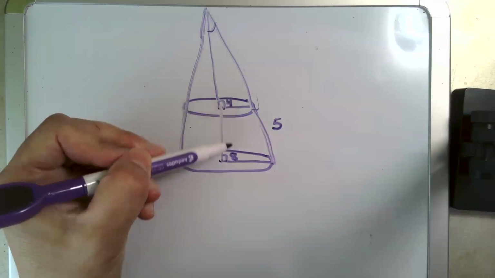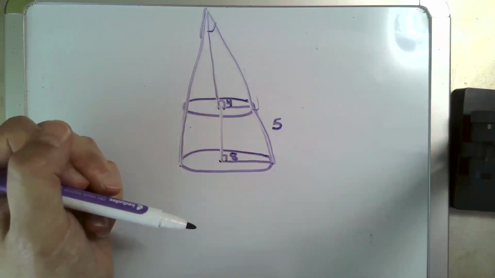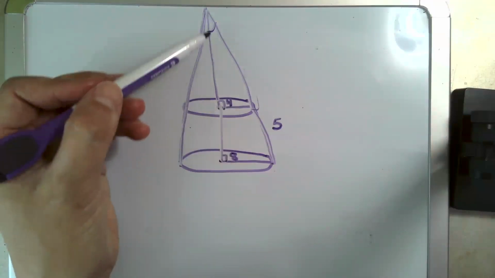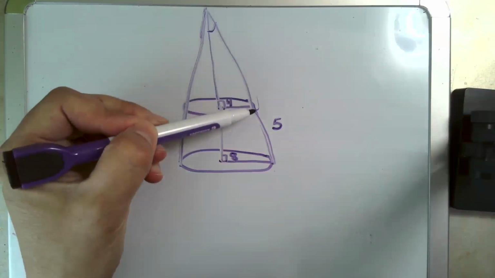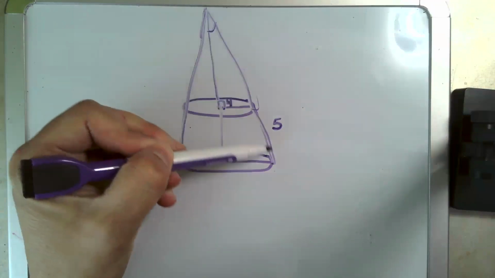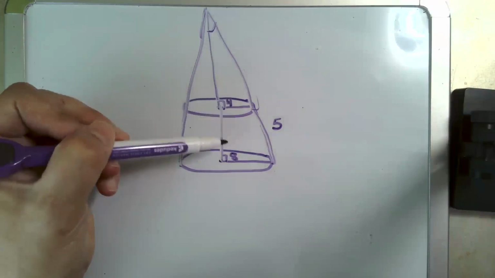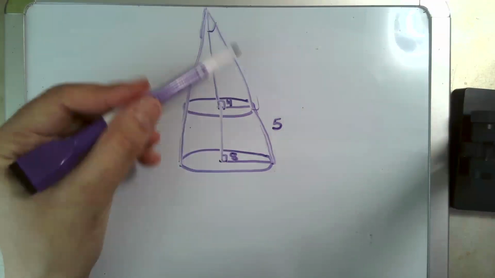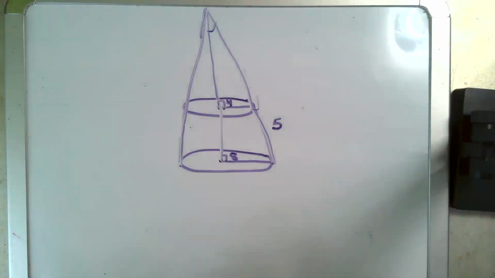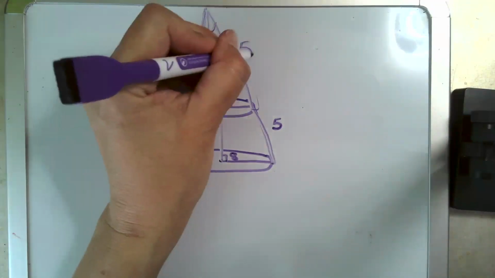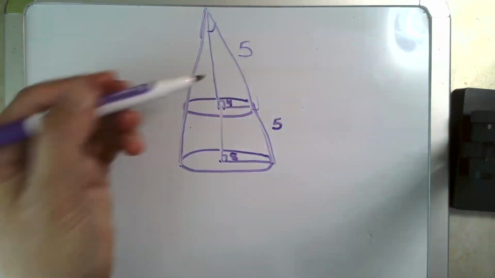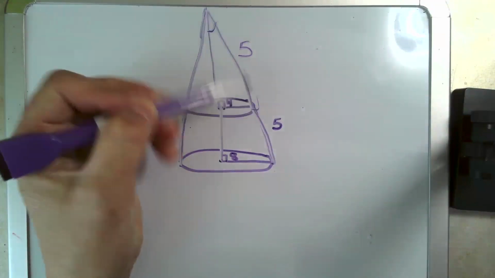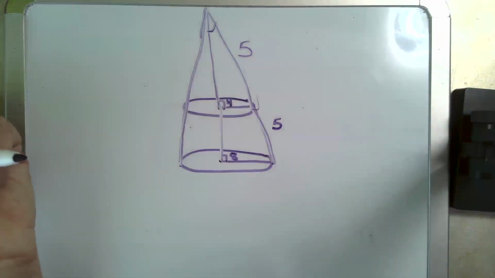So 4 to 8 is our first ratio, and that will be the same as something to that something plus 5. Well, 4 to 8 is a 1 to 2 ratio. So these will also be in a 1 to 2 ratio, which means this top guy is going to be 5 also, because that will be 5 to 5 plus 5, or 10.